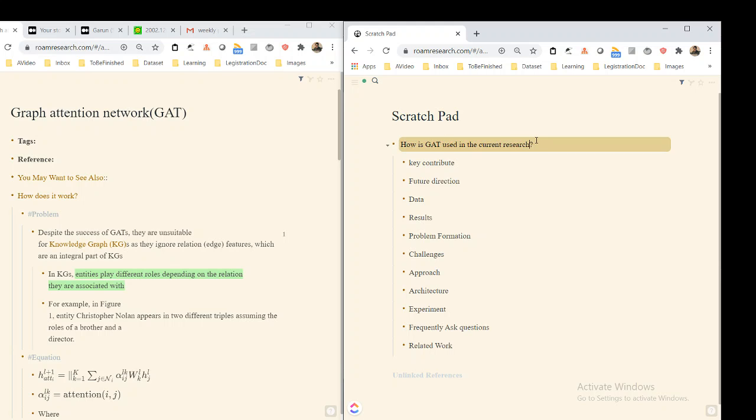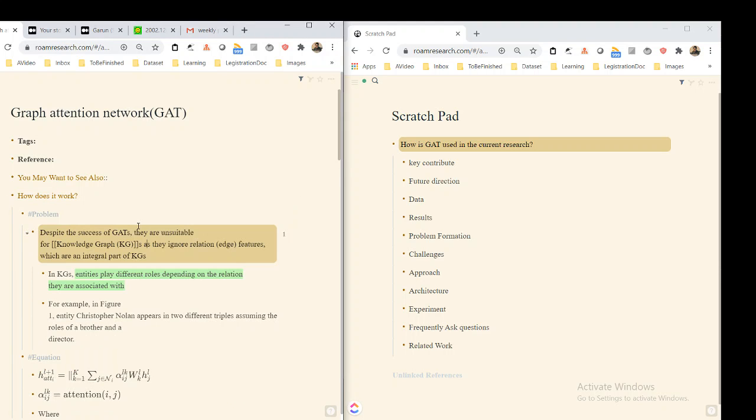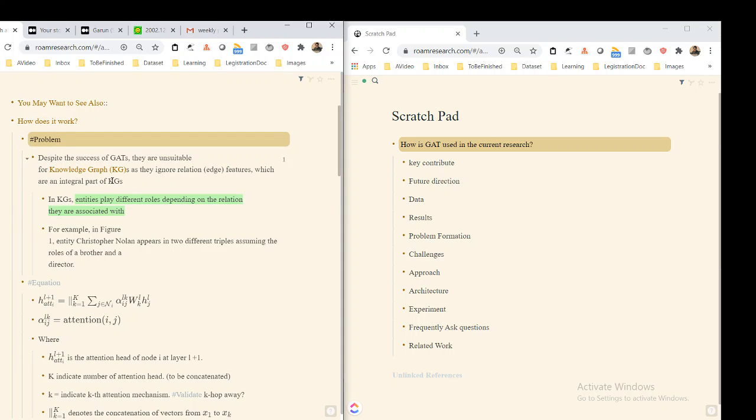This is just a demonstration. I want to know how GAT is used in the current research paradigm. I basically want to know what developments of GAT exist so far. So first things first, I have to look at certain things about GAT. What are the problems with GAT?